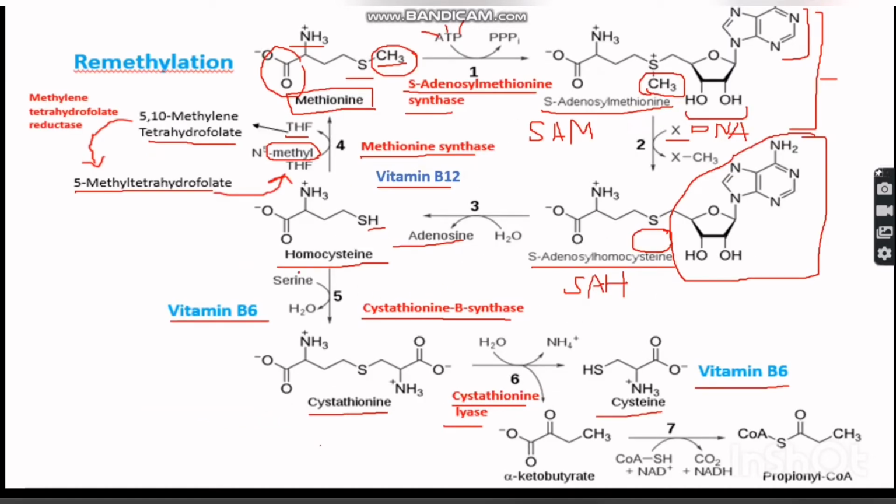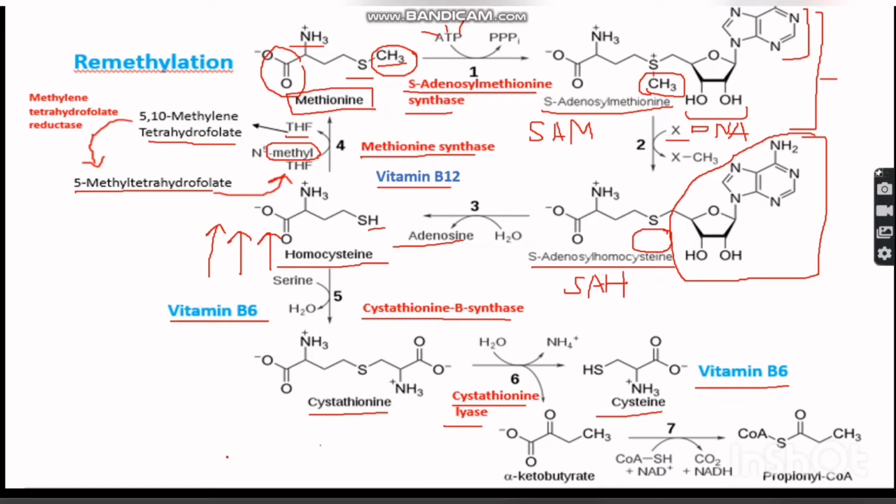So what happens in homocystinuria? In homocystinuria, there is an accumulation of homocysteine in our body. The homocysteine gets accumulated up to a toxic level. Its level increases in our body. How does its level increase? There are many possibilities.